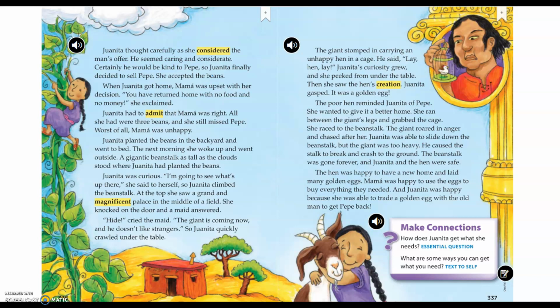So Juanita first reluctantly goes to sell Pepe. Now what does she do? So now she's accepted the beans and she sells Pepe to the man.